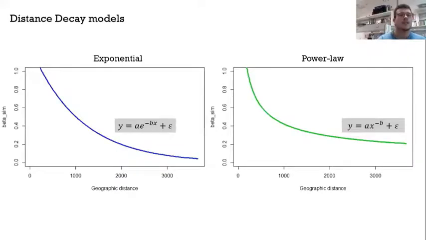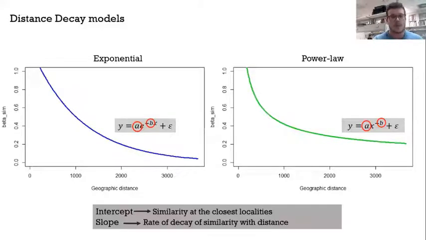Okay. As explained before, the distance decay is normally studied by two functions, the exponential and power law function. These models have shown a very good performance fitting the pattern. They fit two parameters, an intercept, which is the similarity at the closest localities, and a slope, the rate of decay of similarity with distance.